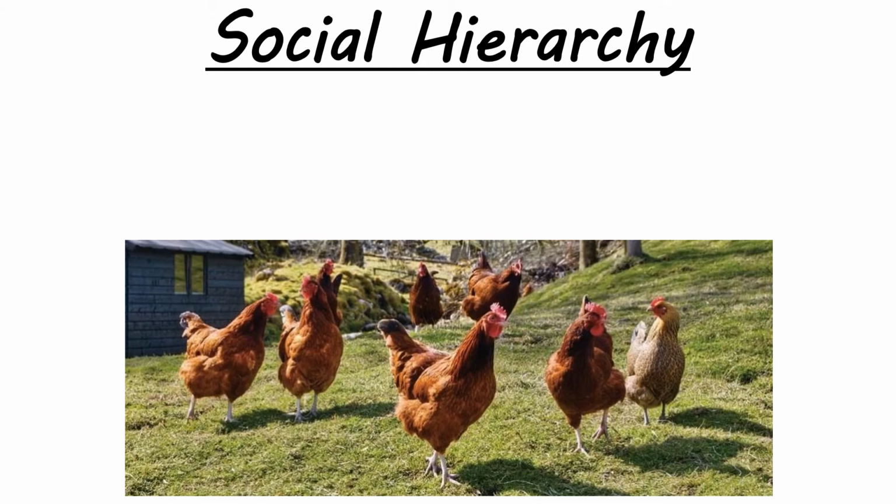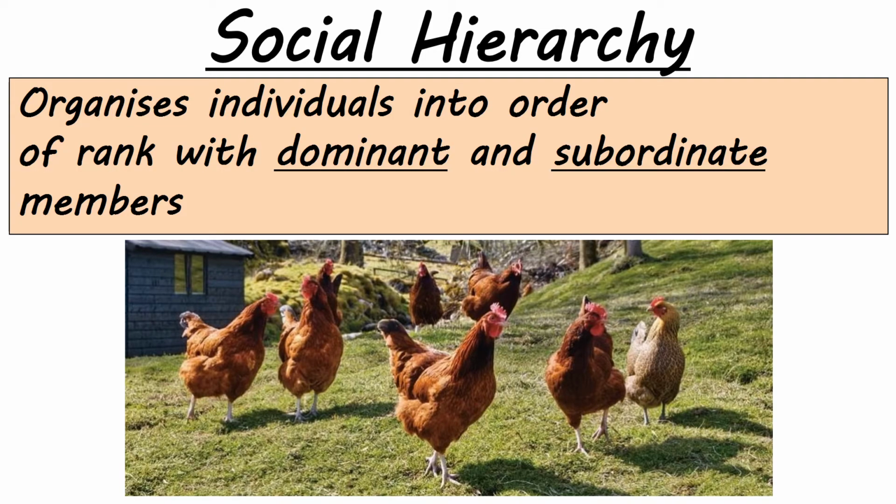So the first thing is social hierarchy, and that is when individuals within the group within a particular area are organised into order of rank, with dominant and subordinate members. So the dominant being the boss and the subordinate being ones that will follow what the dominant ones are doing. And this is where the word pecking order comes from. This is behaviour that you'll see in chickens.